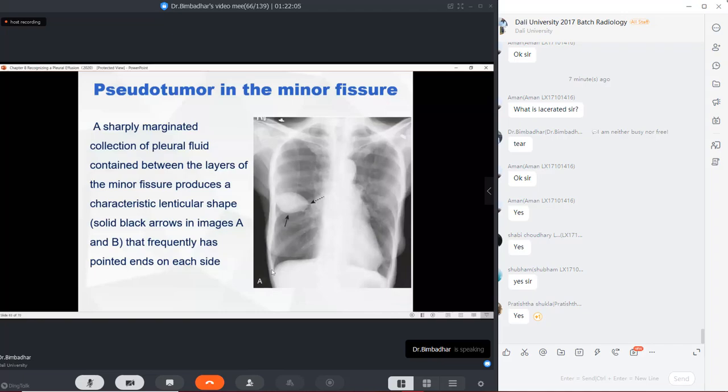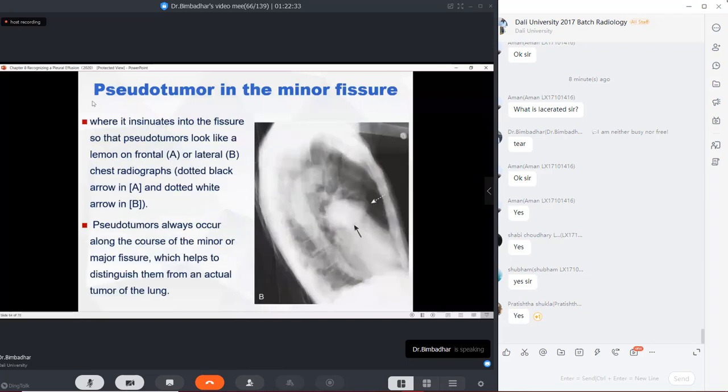Since the fluid will flow along the fissures, if I change the position of this patient, all this fluid that has collected here will start to disappear and will start getting collected down here. So by this, I can understand that this is not a tumor, but a pleural effusion. That's the reason I call it a pseudotumor.